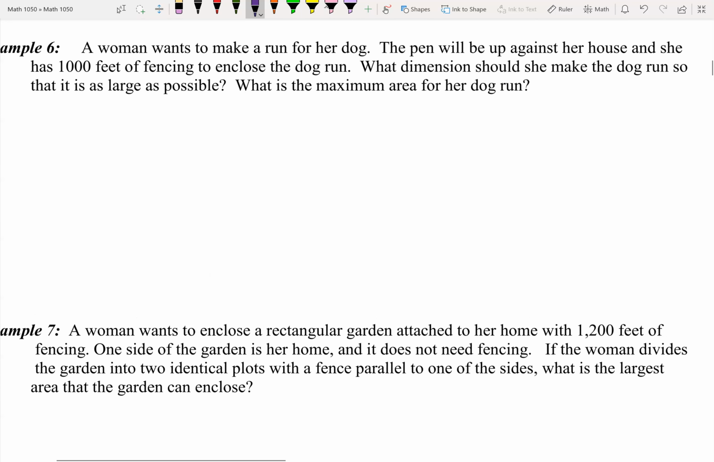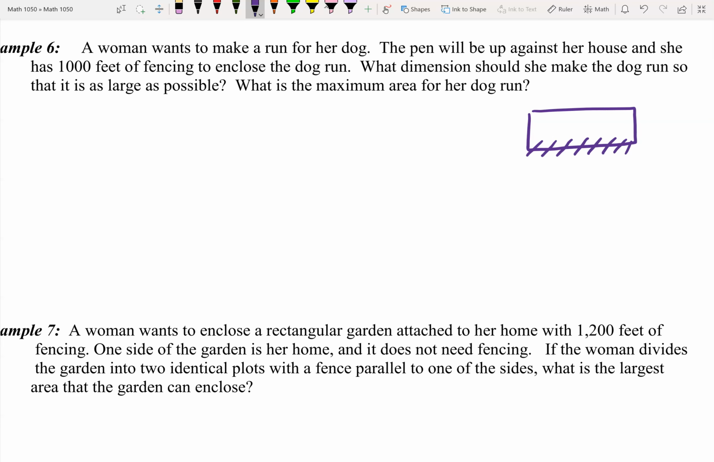Question 6. A woman wants to make a run for her dog. It's rectangular, so let's draw a rectangle. The pen will be up against her house, and she has 1,000 feet of fencing to make the run. What dimensions should she make the run so it's as large as possible, and what is the maximum area? Sometimes the thing you're making is up against a barn or a river, or this one's up against a house.